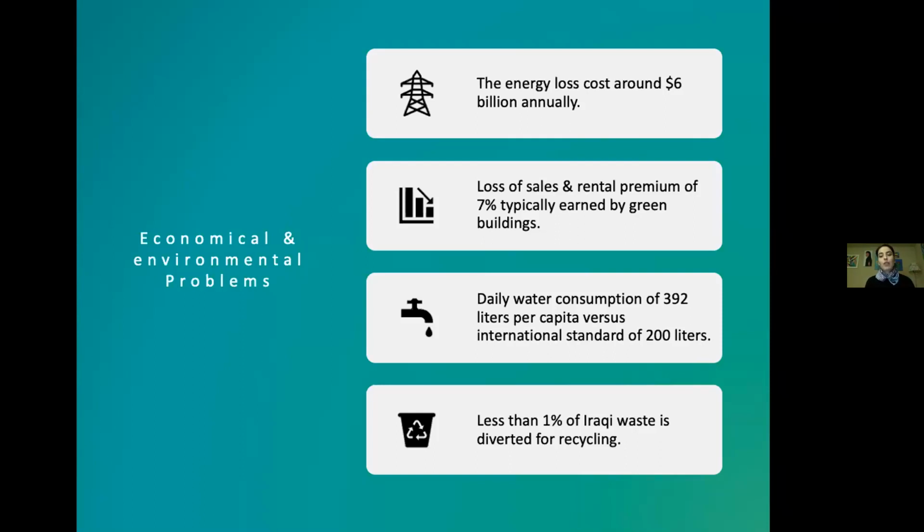Also, conventional buildings cause the loss of sales and rental premiums, which are around 7% typically earned by green buildings. So if you create a green building, you can rent it or sell it at a higher price, no less than 7% above. Also, the daily water consumption in Iraq is double the international standards per capita. And less than 1% of the Iraqi waste is diverted for recycling. So we need to make sure we are using green building principles when designing, which means we're generating less waste per square meter.